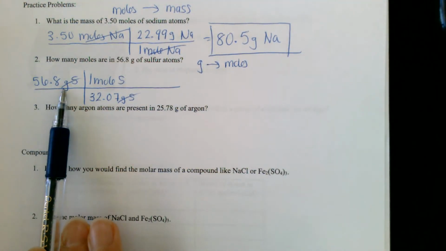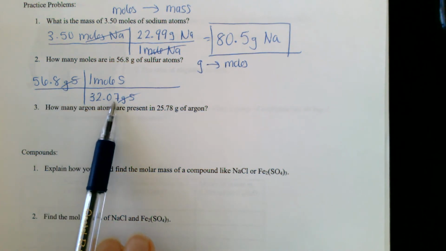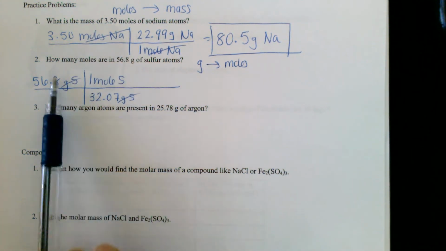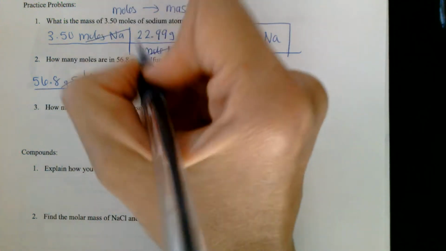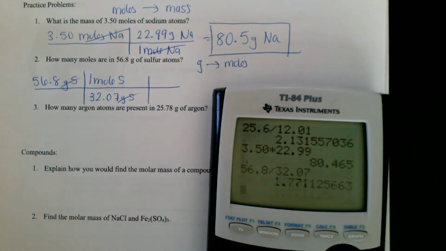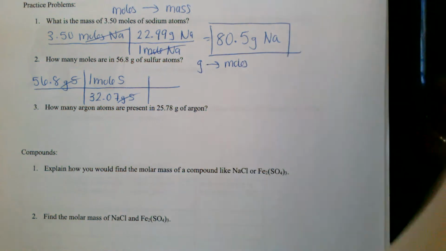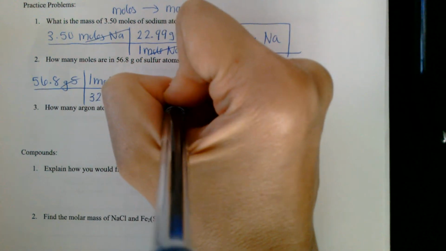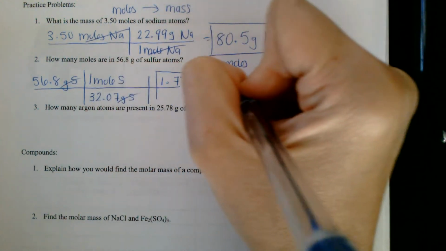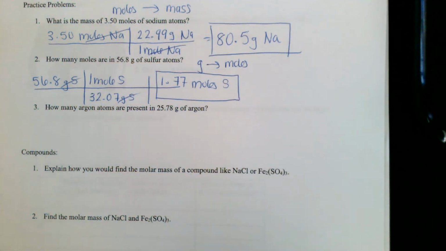So now since I had grams and I'm going to moles, I'm going to divide by the molar mass. Going from moles to grams, I multiplied. When I'm going from grams to moles, I'm going to divide. Okay, so punch this in our calculator, 56.8 divided by 32.07 gives us 1.77 moles of sulfur.